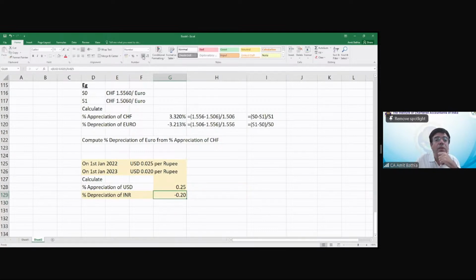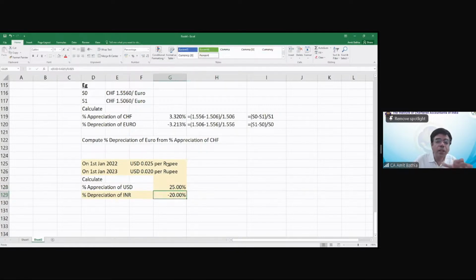Now pay attention again. Remember the fundamental concept over here. The fundamental concept is always bound to be that your percentage appreciation has to be higher than your percentage depreciation. So is that holding true? Let me convert this into percentage terms. So you have 25% and 20%. You can see 25% is higher than 20%. So the fundamental rule stands.